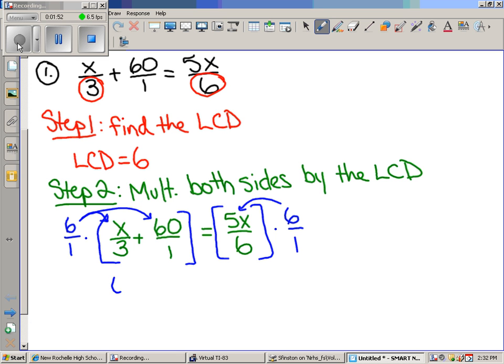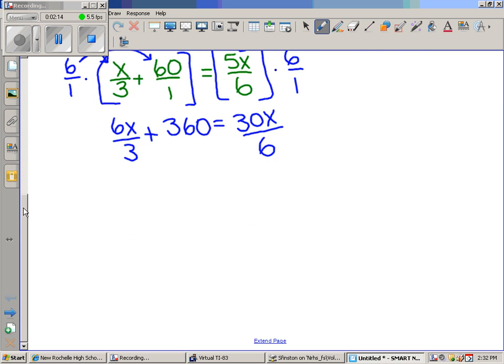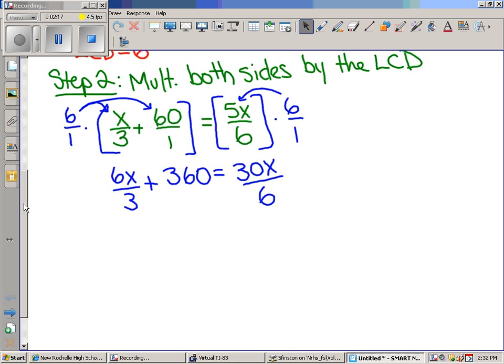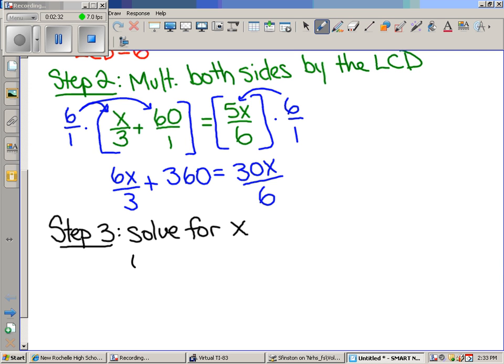So you get 6x over 3 plus, what's 6 times 60? Very nice. That was pretty awesome without a calculator. What about 6 times 5x? And so watch what happens. You multiply it in. And then step 3 in this process is just solve for x. So now here's what we've got: 6x over 3 plus 360 equals 30x over 6. What are these reduced down to being?